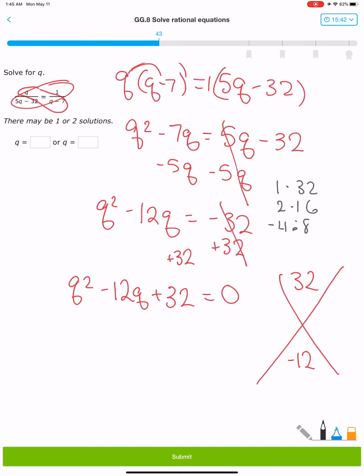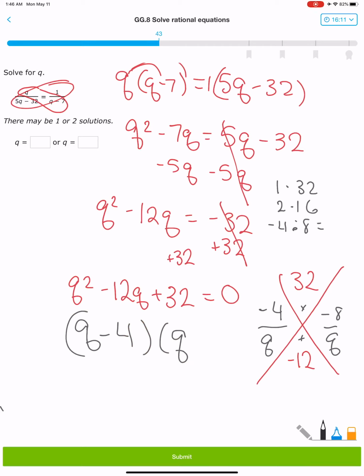4 times 8, okay. 4 plus 8 is 12, and a negative times a negative is a positive, so negative 4 times negative 8 is positive 32, and it adds to give you negative 12. So negative 4 times negative 8 add to give you negative 12 and multiply to give you 32. We're going to write it over q. So we got q minus 4, and we got q minus 8 equals 0.